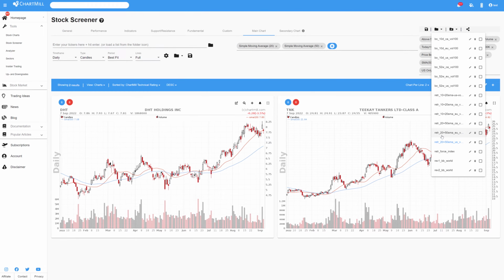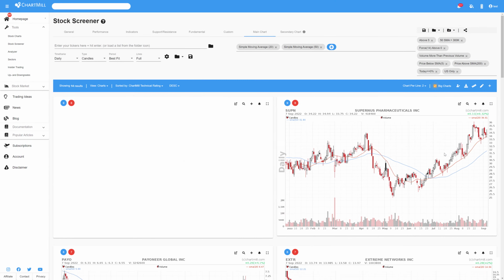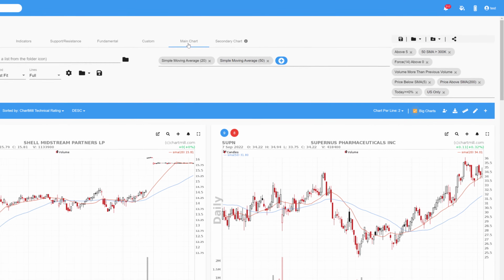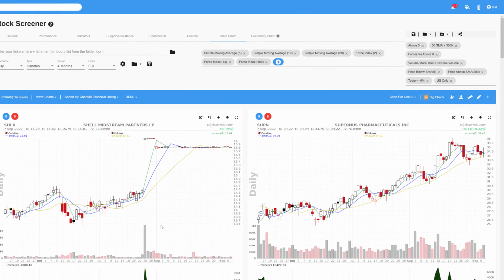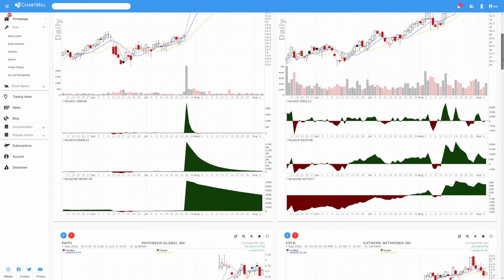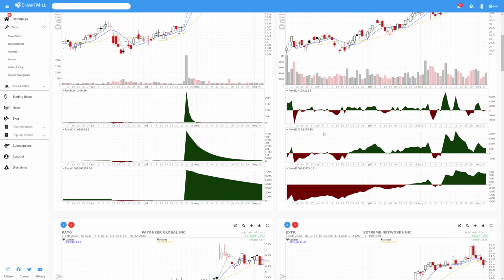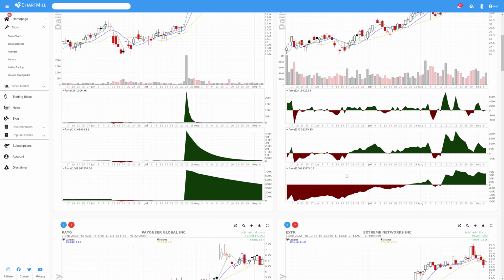Next one is also a retracement screen based on the force index. So main chart, changing this to retracement force. In this screen, I'm using three different force index indicators: the 100 period, 14 period, and the 2 period. So force 100 is positive, force 14 is also positive, and the force 2 is just becoming positive.